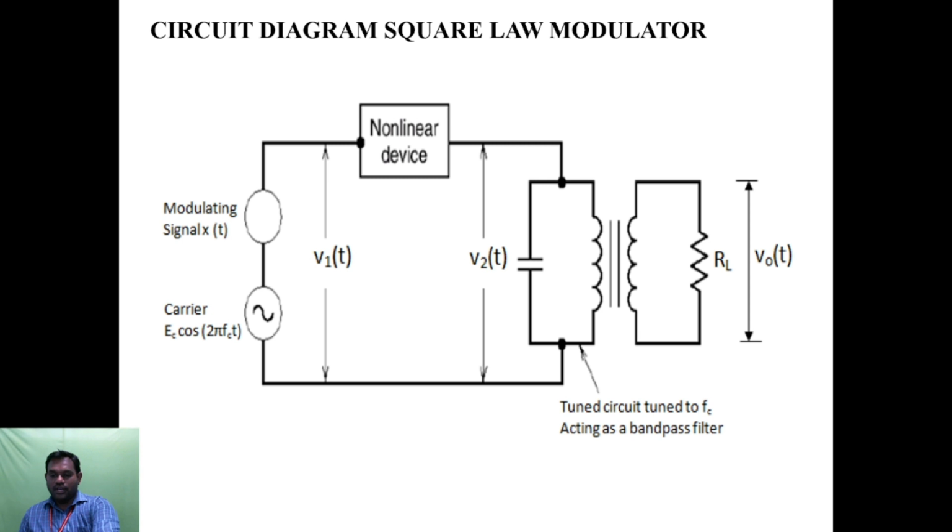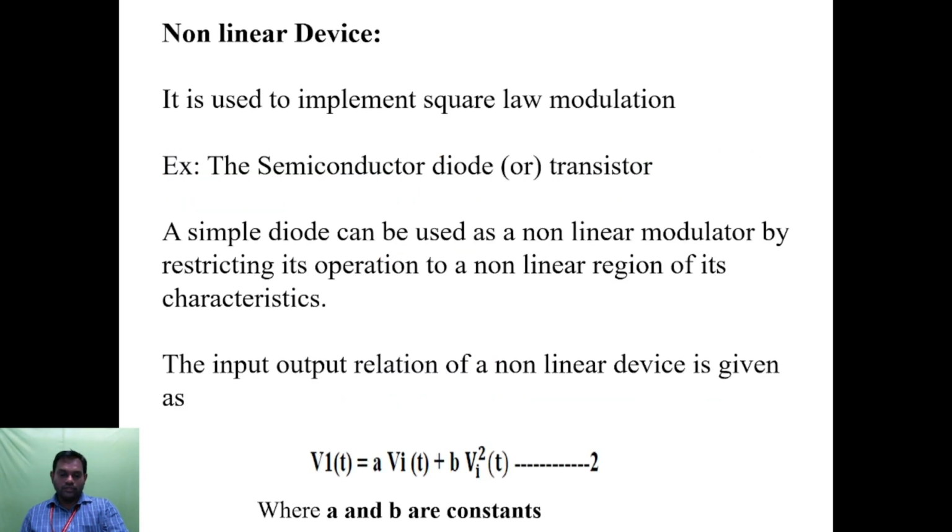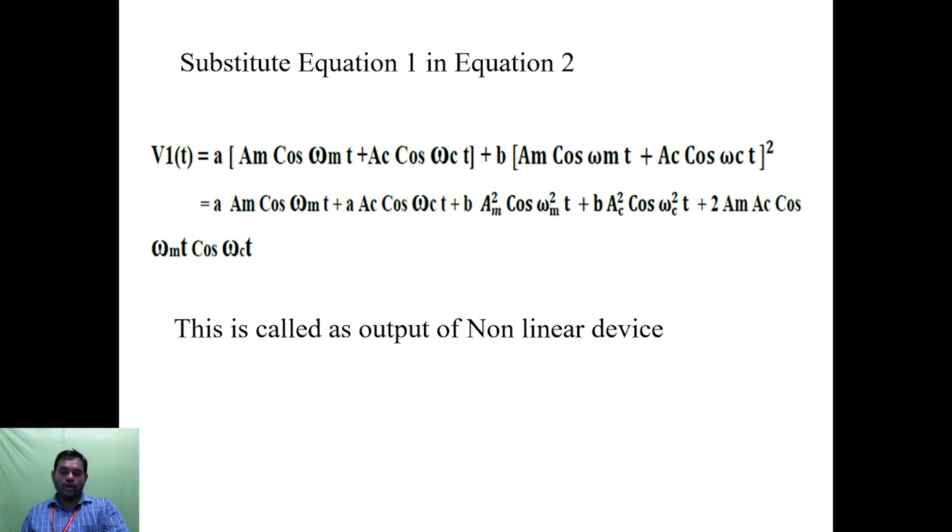Then our V2 of t is given to the tuned circuit. In tuned circuits there are different types available: single tuned circuit, double tuned circuit, staggered tuned circuit. But here we are using only the concept of a tuned circuit. A tuned circuit is the combination of L and C, L means inductance, C means capacitance, and the output of the tuned circuit is given to the transformer. The output of the transformer is connected to the load resistor RL. So this is called the output of the non-linear device.